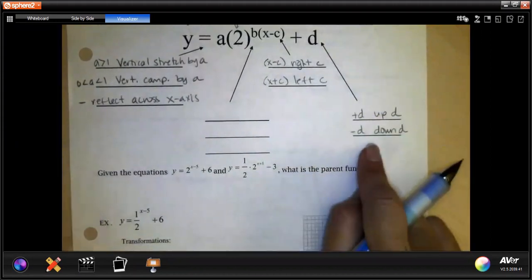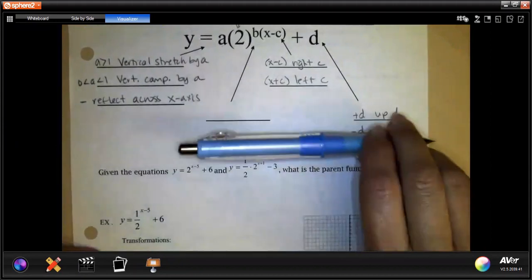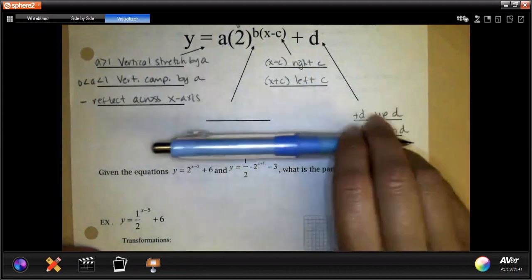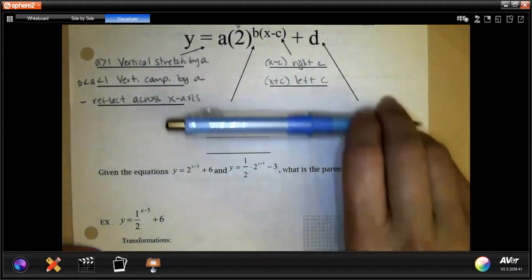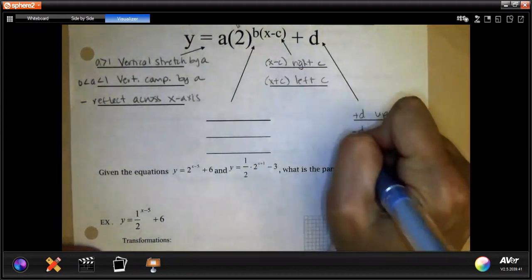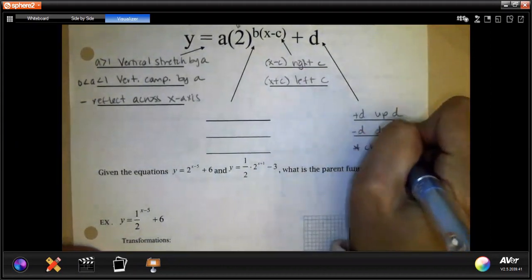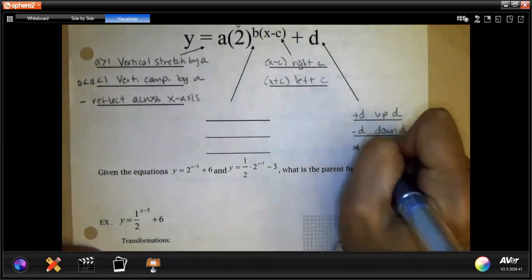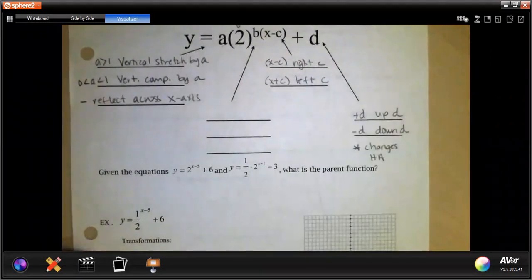This also changes the horizontal asymptote. So remember, a horizontal asymptote is like this. If it moves left and right, that doesn't change a horizontal line. But if you move up or down, that does change a horizontal asymptote. So this one here changes our horizontal asymptote. So keep that in mind as you're graphing.